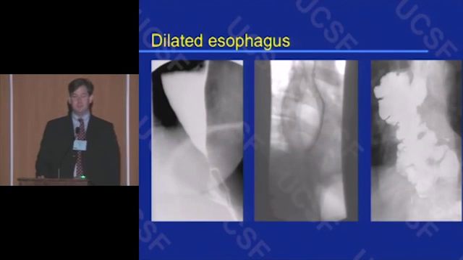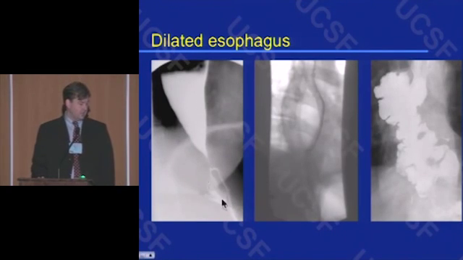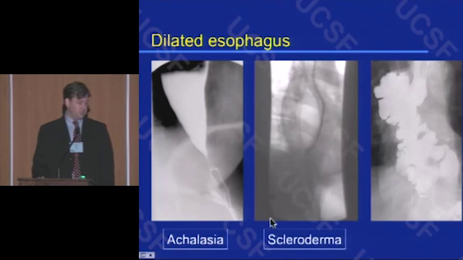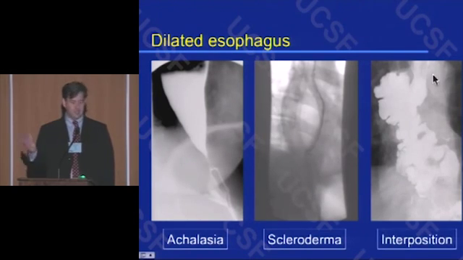Let's look at all 3 of them together. So first, again, narrow GE junction. You can see a tonic spastic distal esophagus, achalasia. Patulous esophagus, wide open GE junction, scleroderma, and then lastly, the colonic interposition.